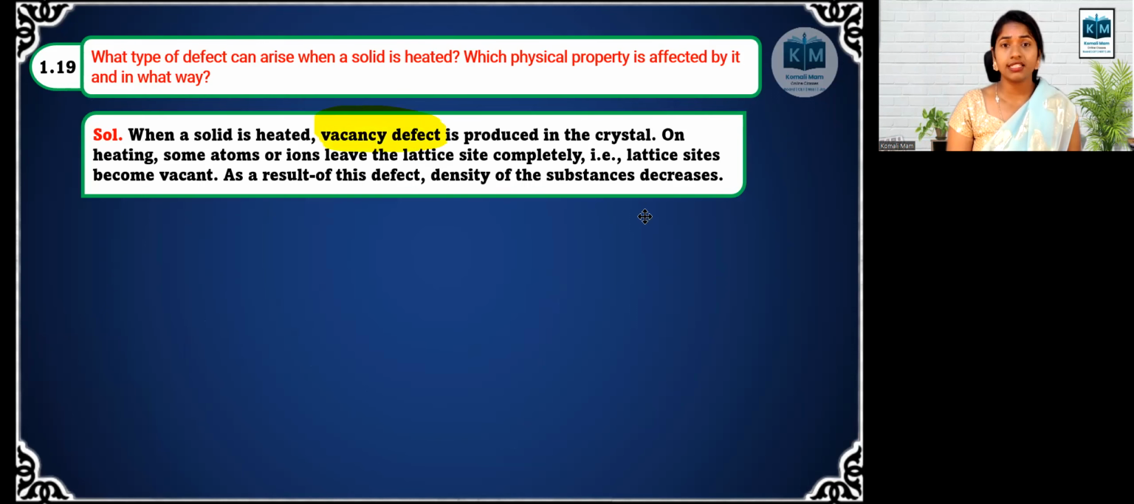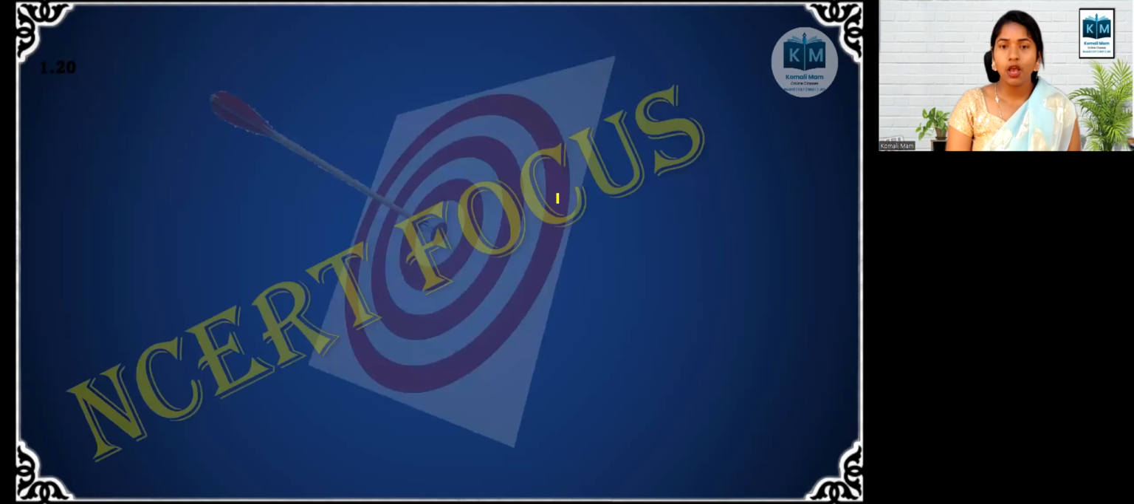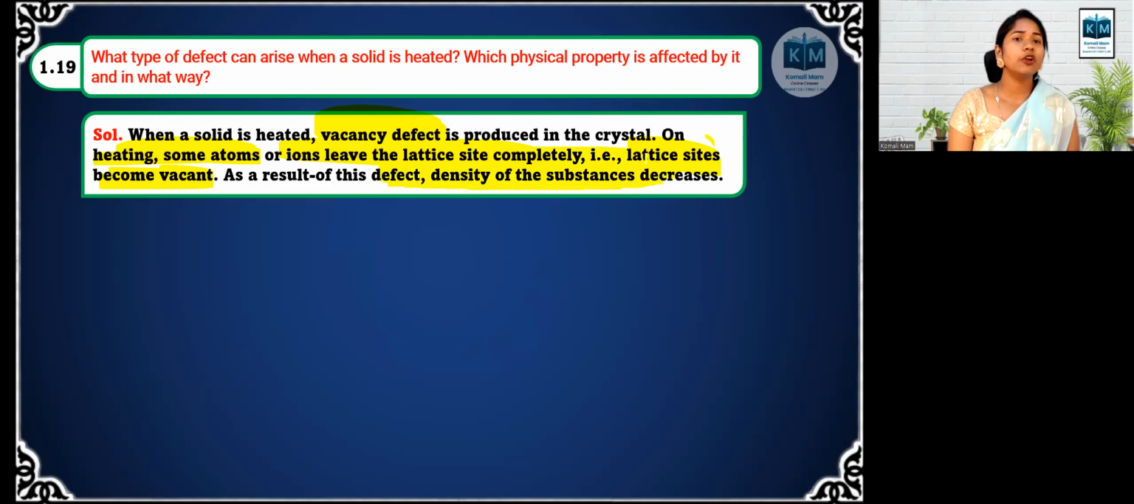Which defect? Vacancy. Because on heating, some atoms or ions leave the lattice sites. When they leave, the lattice sites become vacant. So when lattice sites become vacant, the density of that unit cell decreases. Is it clear? See the next question.